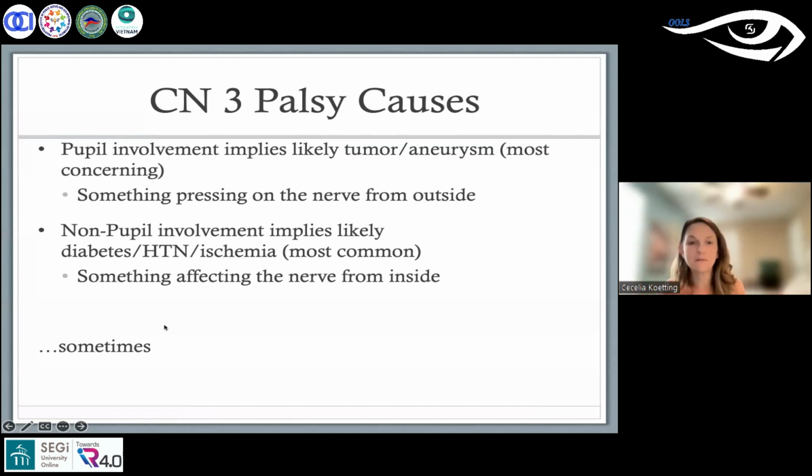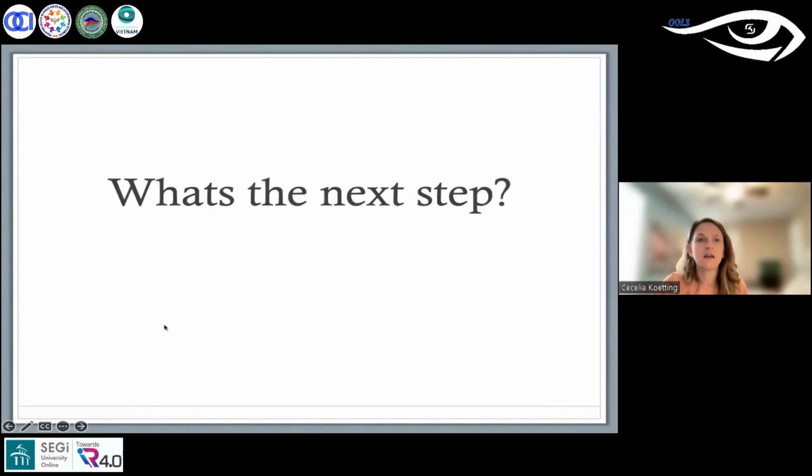Now, we say sometimes, and the reason is because with the pupil involvement, if it's a patient showing up now and it just started, you could not have pupil involvement for up to 72 hours. So you do need to take that into account.